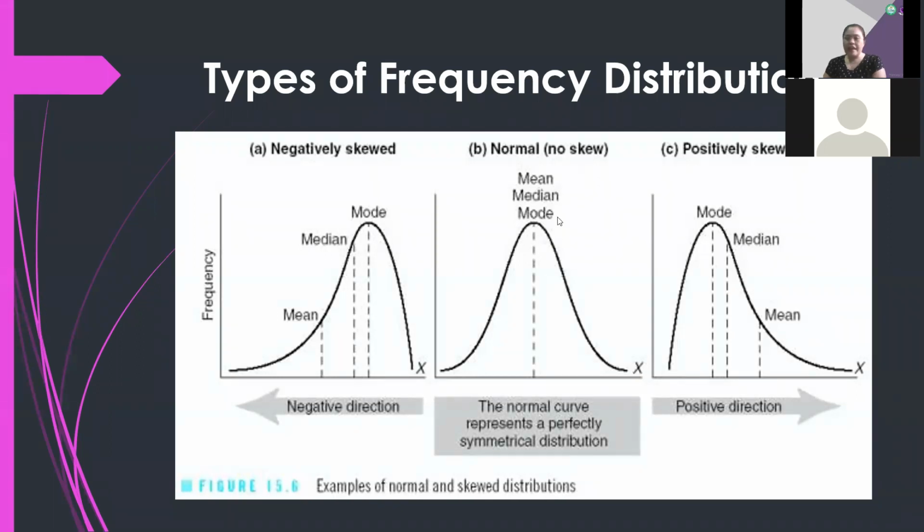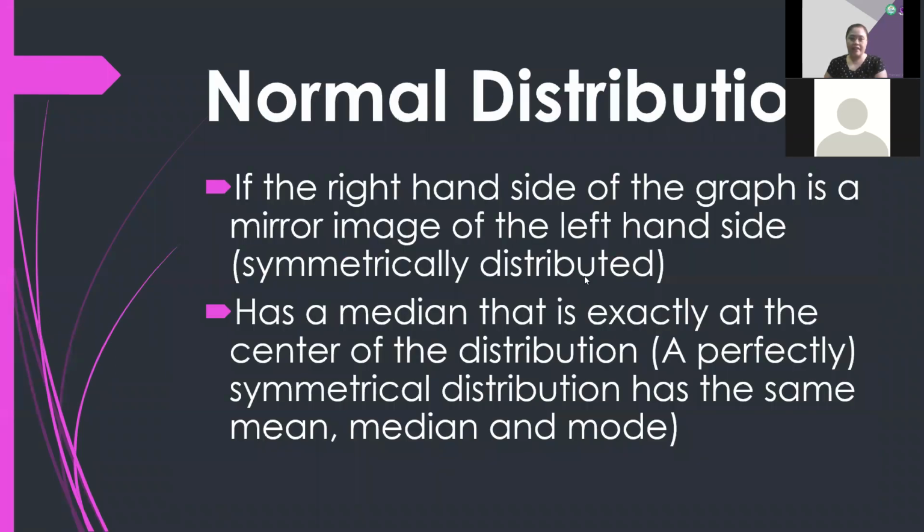Okay? And then the last type of frequency distribution is the positively skewed distribution, wherein there is a positive direction here. You will have your peak on the left side and you will have a tail on the right side. So you will have data that is located on this right side, and medyo konti sila. Meron kang data na nag-exist on the right side of the curve pero konti lang sila, so you will have a tail there. Okay? Now let's talk about each one of them.